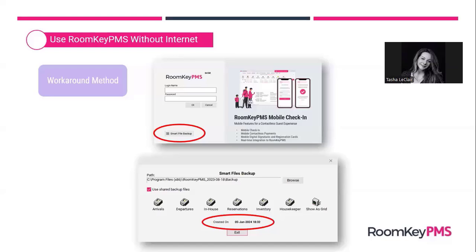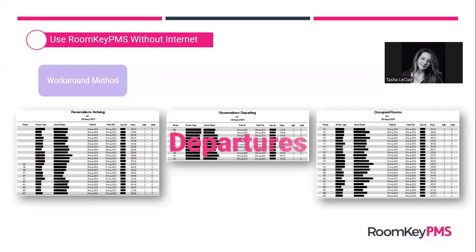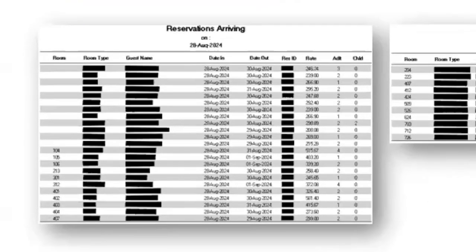Now, if you'd like to print or view these reports, I have some examples here of what those reports look like. Arrivals, departures, and in-house guests here. These are examples from a database, so I've just redacted some of the key pieces of information. But here you can see on your reservations report that you would have a list of all of your reservations that are due to arrive on today's date.